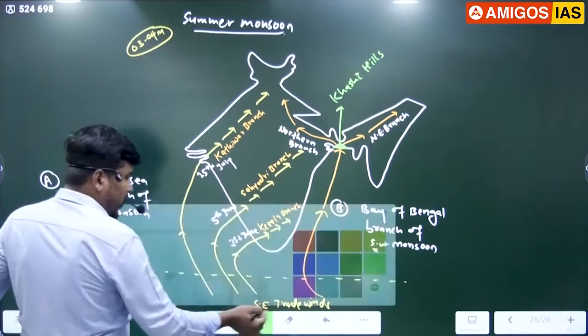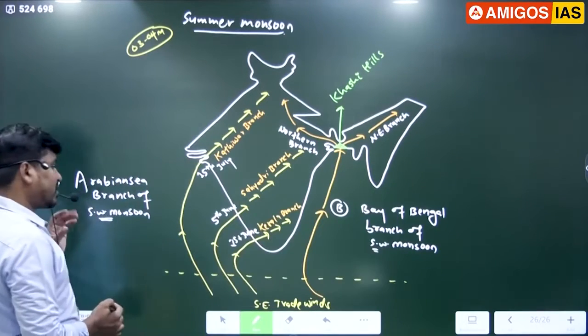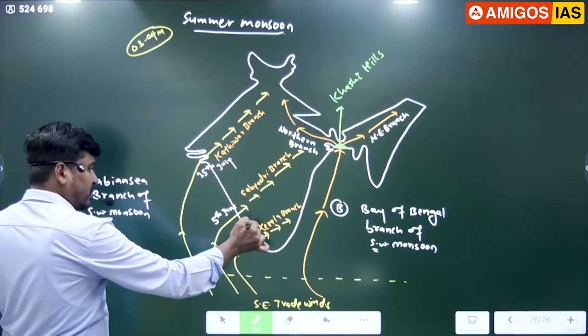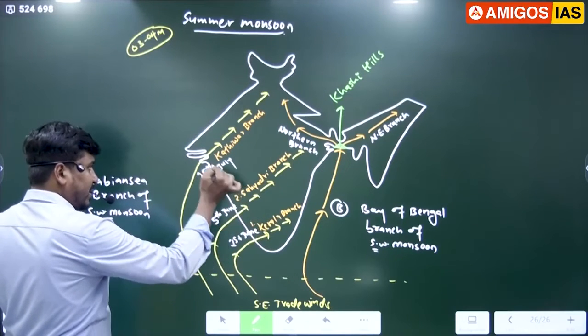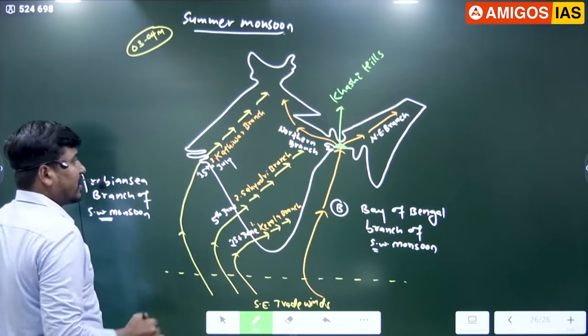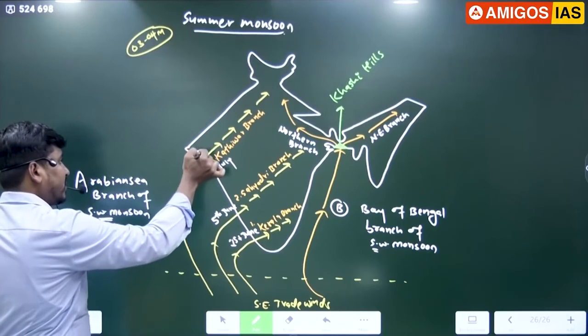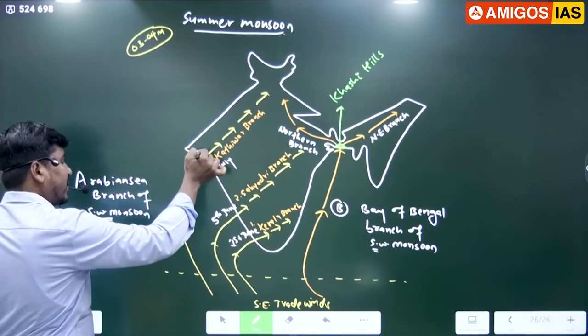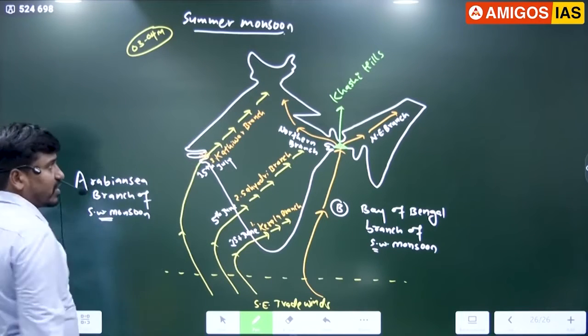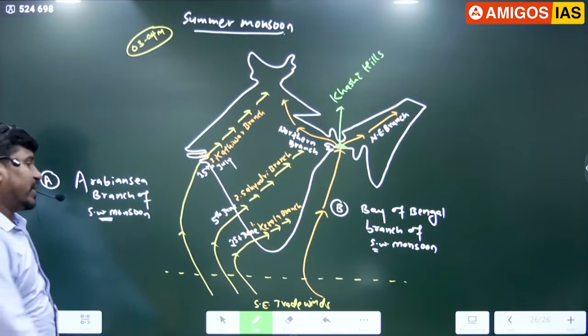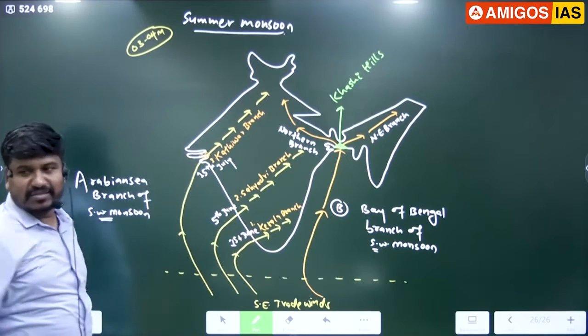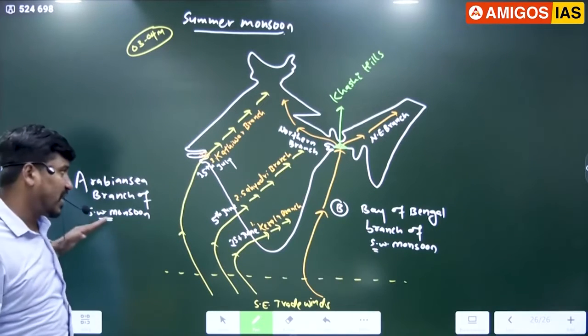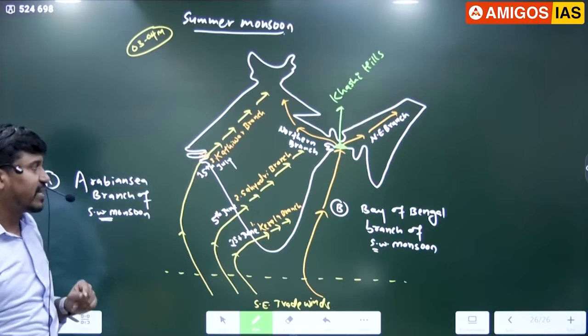But one important point to remember. The Arabian Sea branch further divides into three sub branches: Kerala branch, Sahyadri branch, and Kathiawar branch. Kathiawar is an area in Gujarat. It enters through the Kathiawar Peninsula, that's why it is named the Kathiawar branch. Sahyadri is the name of the Western Ghats in Maharashtra and Karnataka. It enters almost from the Western Ghats, that's why we call it the Sahyadri branch.